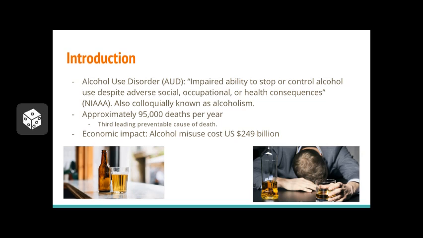And so we found out that approximately 95,000 deaths per year are attributed to alcohol. And this makes it the third leading preventable cause of death. And then, just for some background, the first is tobacco, and then the second is poor diet and physical inactivity. Then also, the economic impact is that alcohol misuse costs the US 249 billion. And the criteria for this economic impact are lost productivity, healthcare costs, and criminal justice costs to the courts and prison. And that is not to mention the fact that you can't put a cost on a human life.